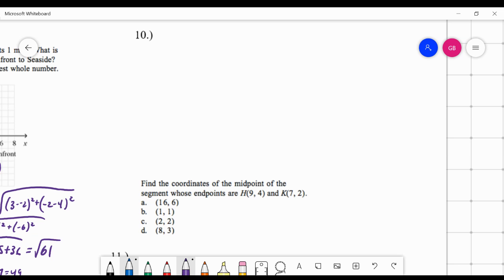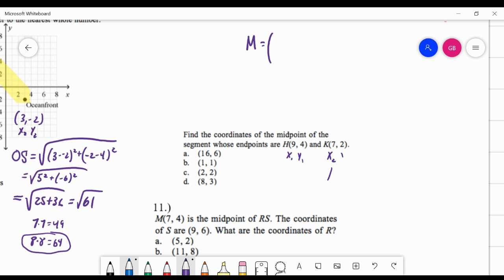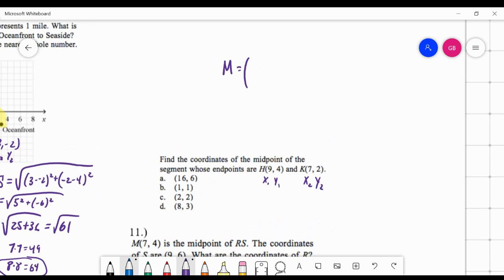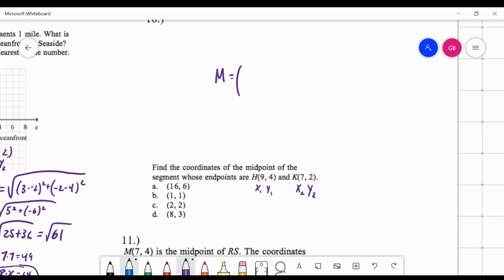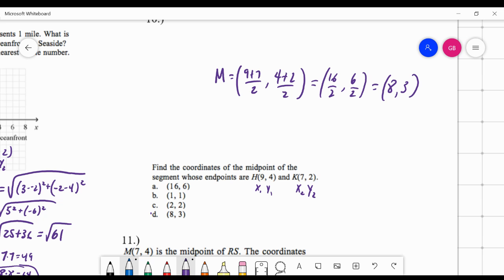Number 10, find the coordinates of the midpoint of the segment whose endpoints are 9, 4, and 7, 2. Okay, so for the midpoint, we're going to add up the x's. So it's going to be 9 plus 7, and divide that by 2. Add up the y's, 4 plus 2, and divide that by 2. So you get 16 over 2, and 6 over 2, which simplifies to 8, comma, 3. Option D.